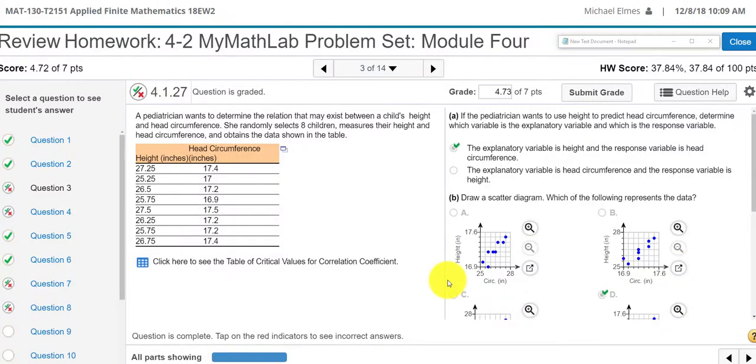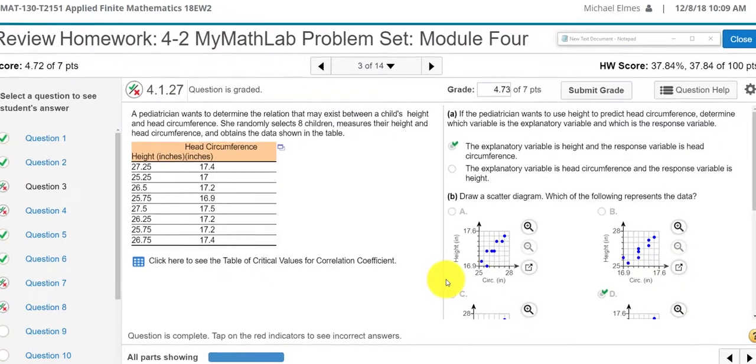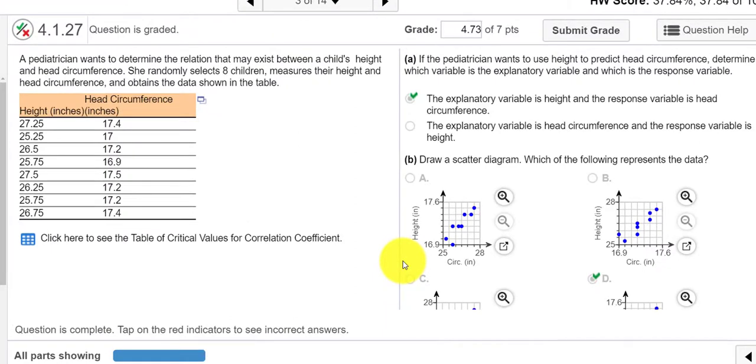Hello, class. I received a few questions concerning a few problems from the 4.2 problem set. So let's take a look at question number 3.